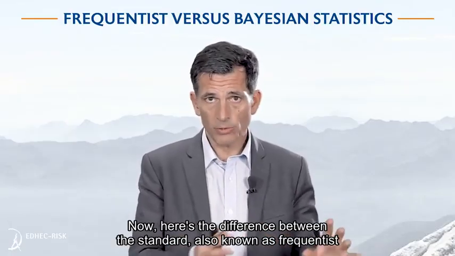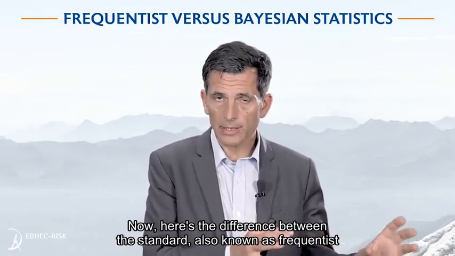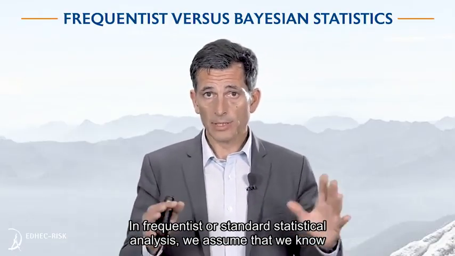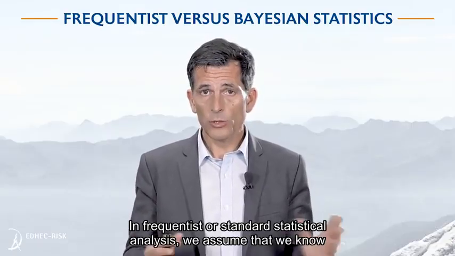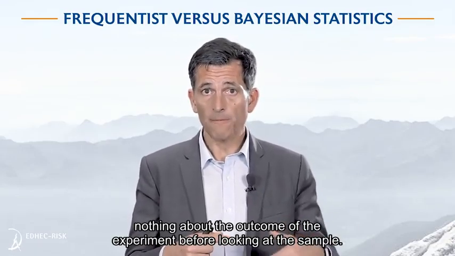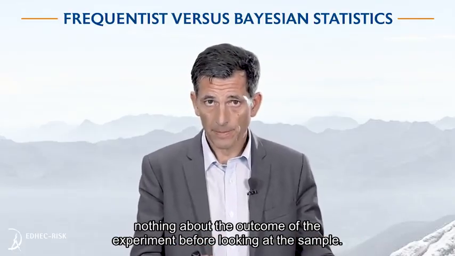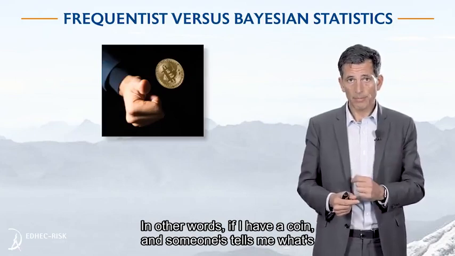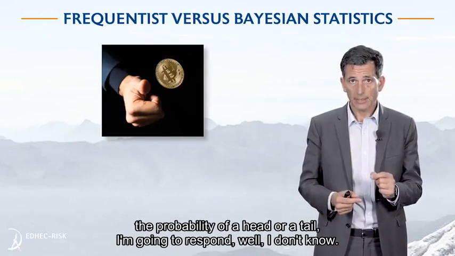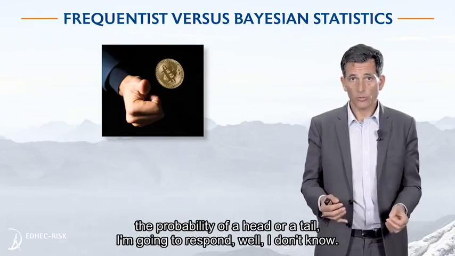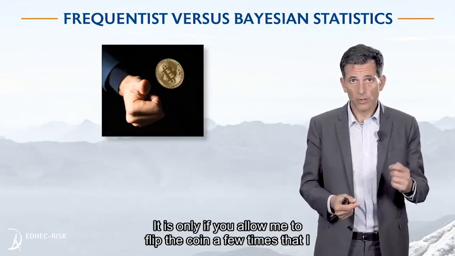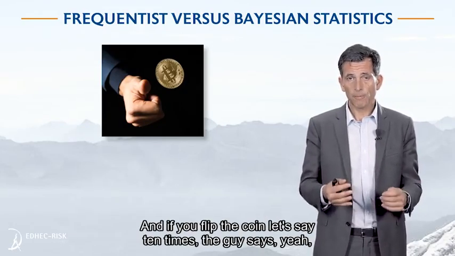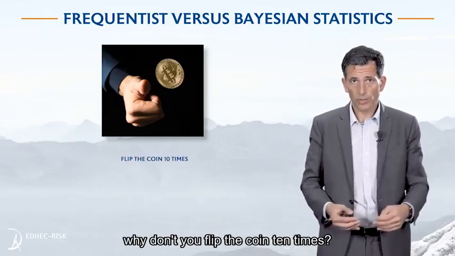Now, here is the difference between the standard, also known as frequentist, statistical analysis, and the Bayesian statistical analysis. In frequentist or standard statistical analysis, we assume that we know nothing about the outcome of the experiment before looking at the sample. So in other words, if I have a coin and someone asks me what's the probability of a head or a tail, I'm going to respond, well, I don't know. It is only if you allow me to flip the coin a few times that I can tell you about the probability.